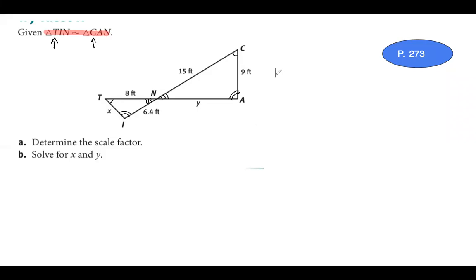Now, I'm going to again decide that I'm going to put the numbers from the big triangle over the numbers from the small triangle. You have to be consistent there. I need a pair of corresponding sides that are both numbers, no variables in there, to get my scale factor. So let's see what we got. How about NC and IN? Are they corresponding sides? Well, if they were, they'd be in the same place in my similarity statement. N and C are the first and last. IN are not the first and last. So these are not corresponding sides.